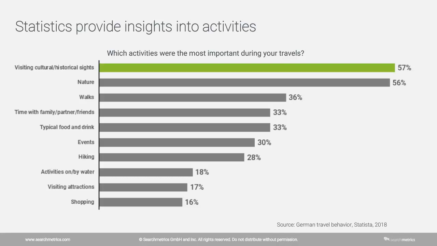First, visiting cultural and historical sites. Second, nature and walks. You could use that to create or enrich a persona. For example, the people who go to cities and like to visit attractions, or the other ones who go to nature, do walks and go hiking. As you can see, there are good indicators to form those kinds of personas.